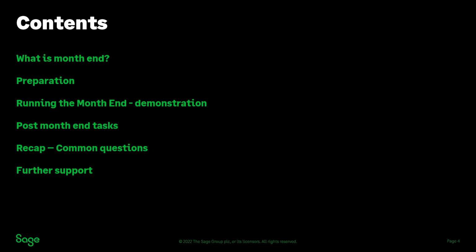We're then going to look at actually running the month-end option in CH50 accounts. What does that actually look like? We'll pick up on some post-month-end tasks. After you've maybe done your preparation, if you need to, you've then run the month-end, what's then involved? And we're going to have a bit of a recap on some of the common questions that I'm going to cover at the beginning of the session as well.